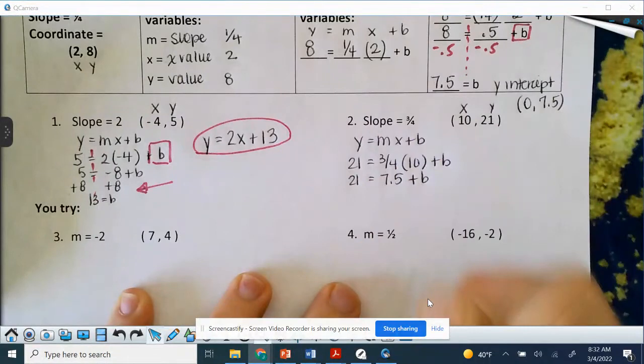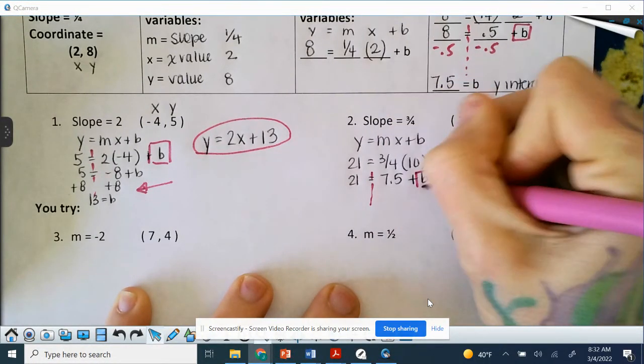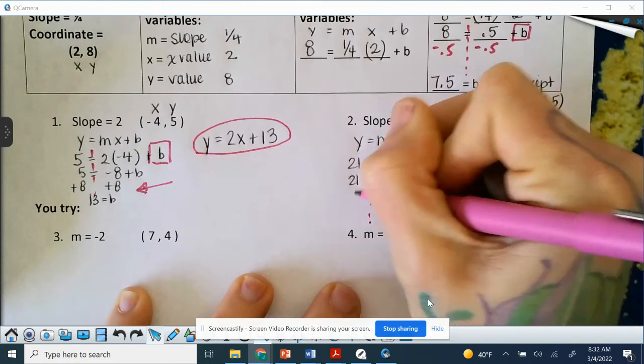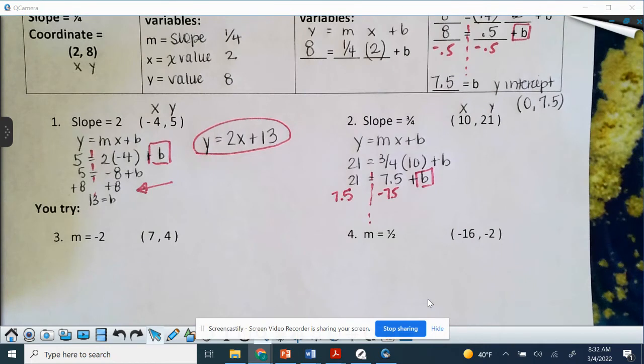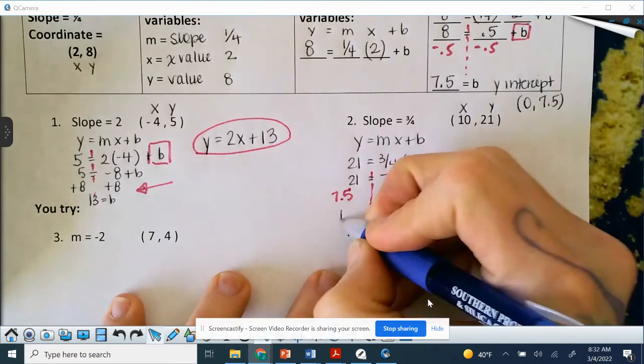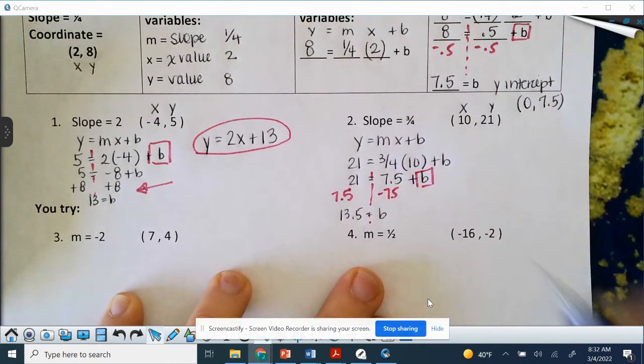We're going to do our great divide. We're getting b by itself. So we're going to subtract 7.5 from each side. So 21 minus 7.5 is going to give me 13.5. So I now have my y-intercept. My y-intercept is 13.5. My slope is 3/4.